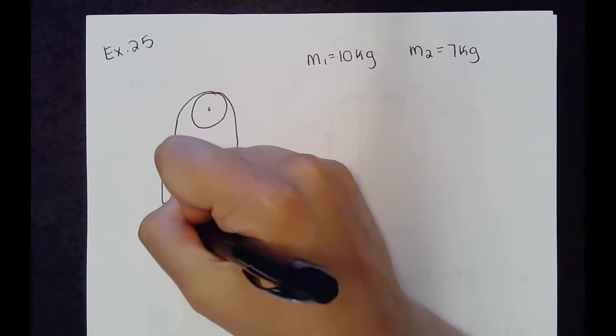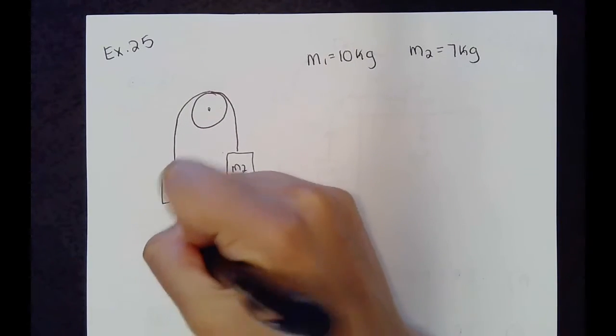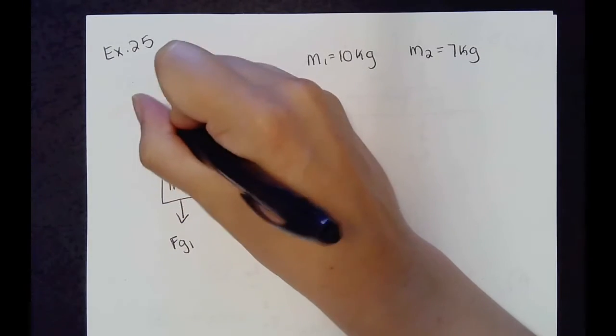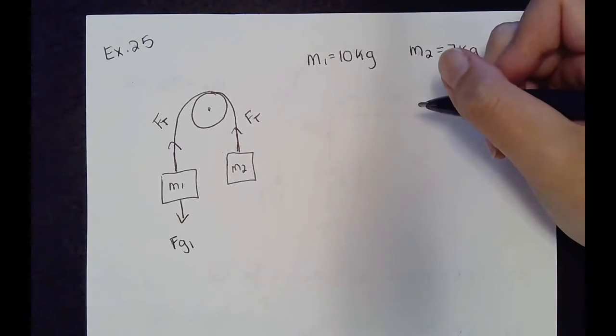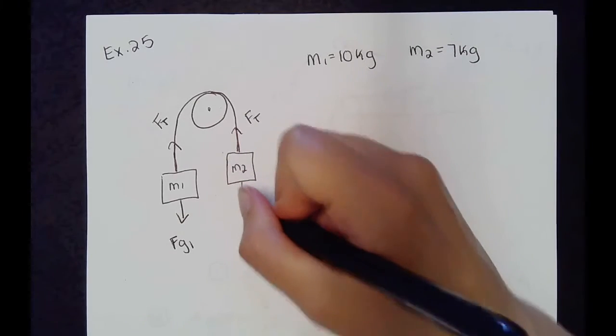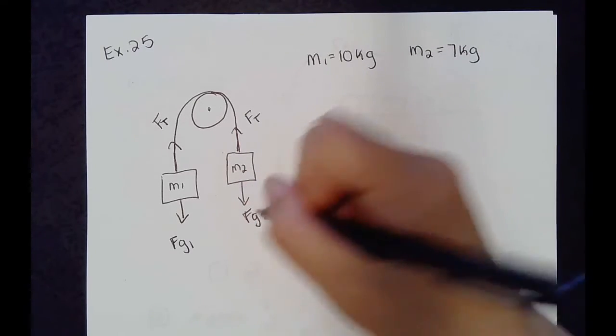Mass 1 is our heavier mass. We have the weight of it and tension pulling upwards in the rope. Tension on this side, again, is constant throughout the rope. And then Fg2 on the lighter mass.